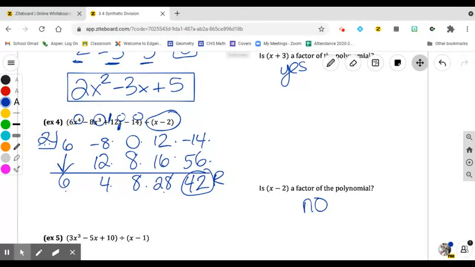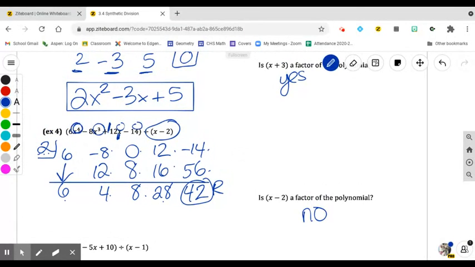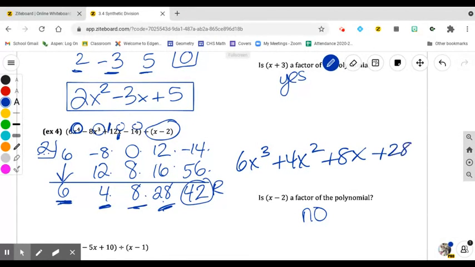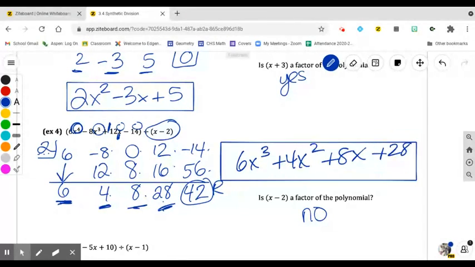So this one, the highest exponent was a 4. So now in my answer, the highest exponent is going to be a 3. And so I'm going to start with the 6. It's going to be 6x to the third, then the 4 plus 4x squared, then the 8 plus 8x, and then the 28 plus 28. There's your answer.